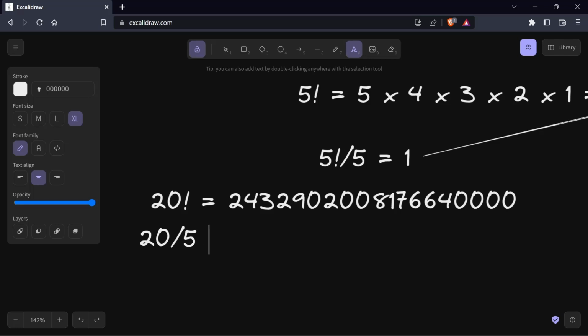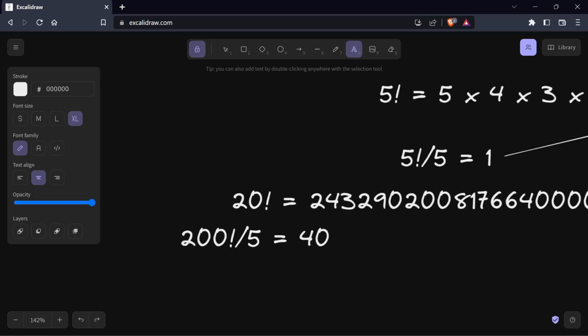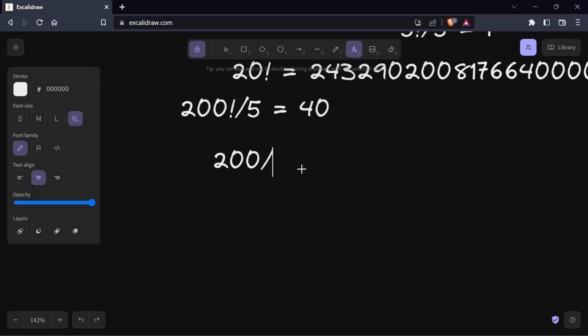But what if we have more than that? Let's say we have 100 factorial. Then we will divide it by 5, which is 20. Okay, then what will we do? Then we will be dividing it by 25. We are also having numbers which are multiples of 25, like 25, 50, 75, 100. So we have the repetition of 5 also in those numbers. Okay, so we will be dividing by 25, which is equal to 4.